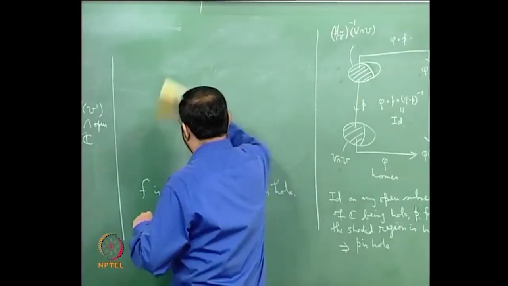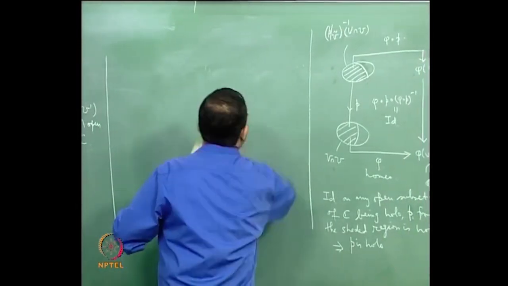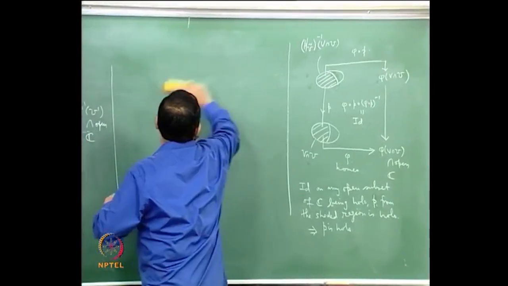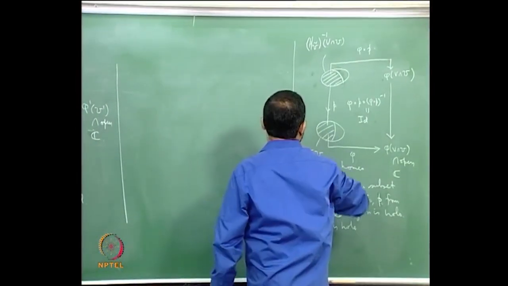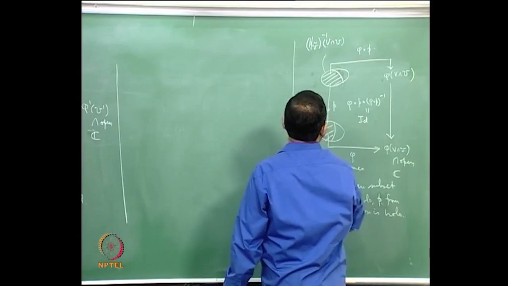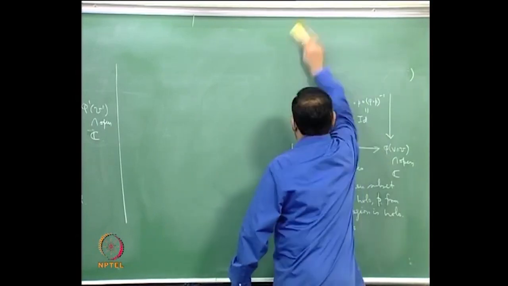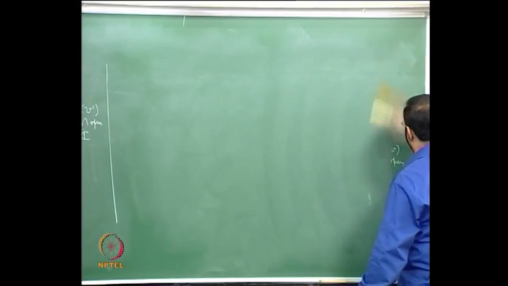I'll tell you why there is only one Riemann surface structure on X tilde that makes P holomorphic. So let me run this. I hope I won't need it again. But okay.